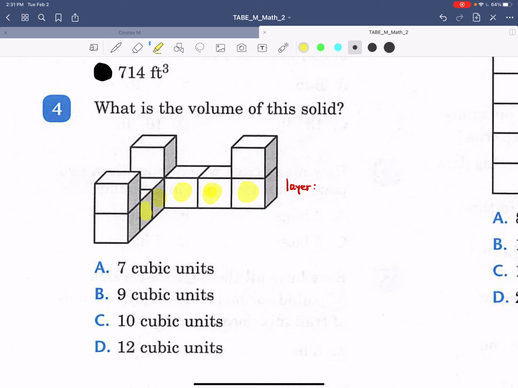So 4, 5, 6, 7. There are 7 cubes in this layer. And then on top, there are 3 cubes. So there are actually 10 of them. You've got to count that one that you can't see. So be careful. You have to think through that one. And they throw that 9 in as a distractor in case you miss that cube that you can't see.